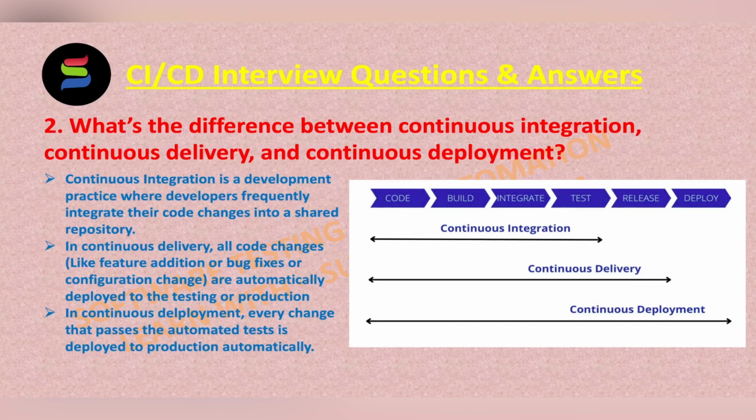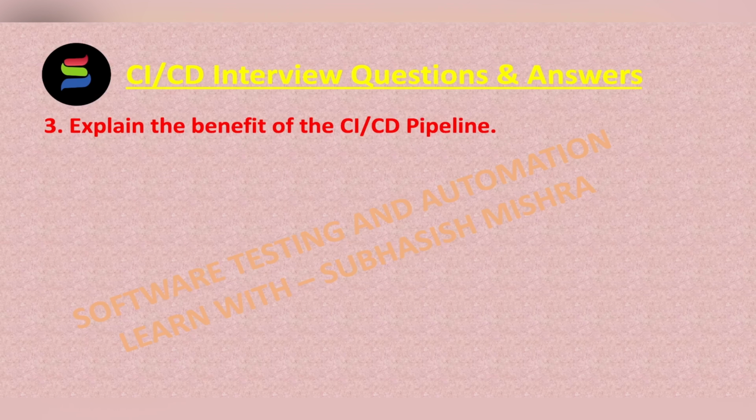Code changes can be made live much more quickly at this stage because there is little human interaction. So continuous deployment helps in making the release faster. It helps to deliver the product faster. Okay. We will move to the next question. Explain the benefits of the CI/CD pipeline.